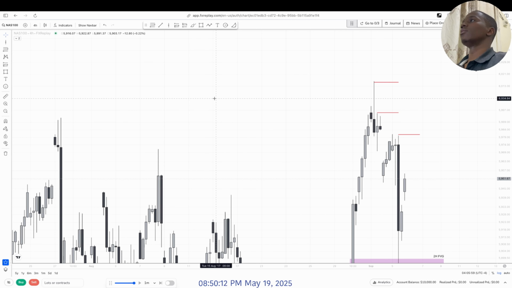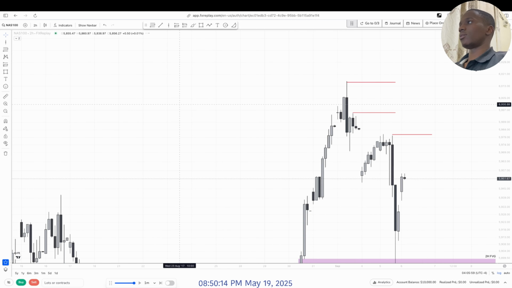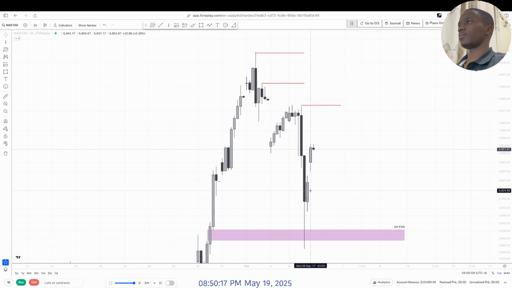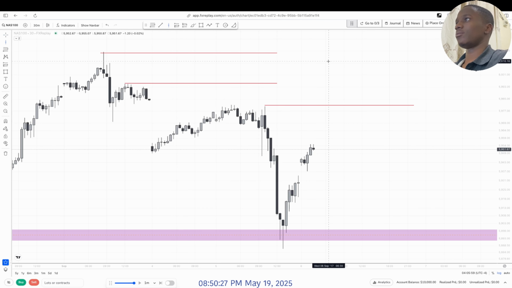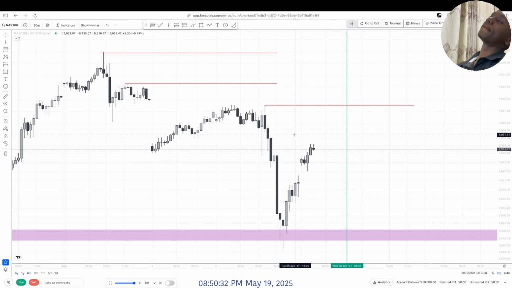Right. So let's go now to the 201. You can see that we've already pushed past this small fair value gap and created a volume imbalance. Let's wait and see how the market does its thing, and then we'll enter. So we'll mark 9:30. I just want to play my trades in New York.